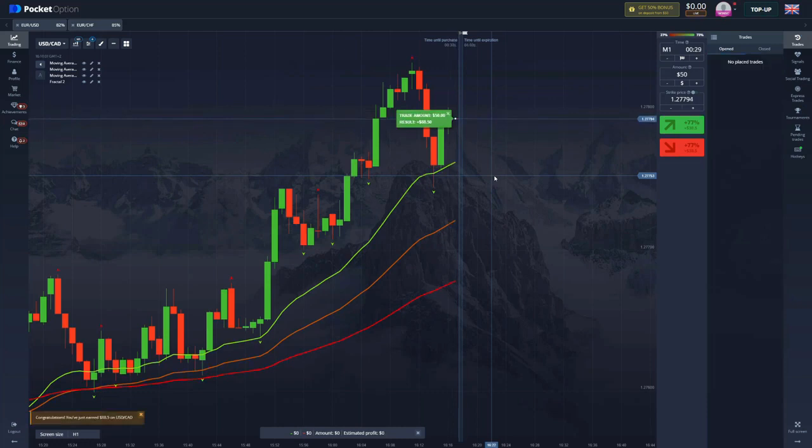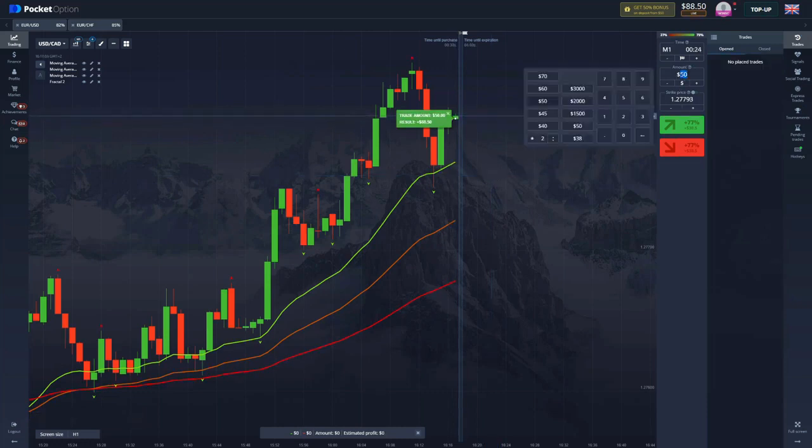And indeed, our first option does go through. We make $38 and we change our trading amount to $88.50 because we're going to go all in every time.